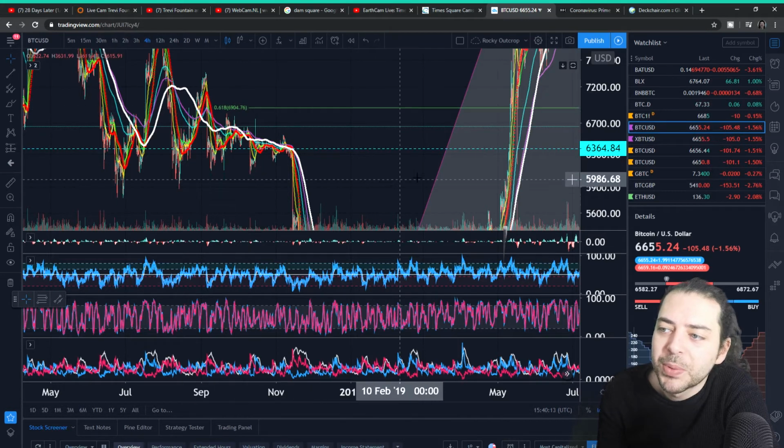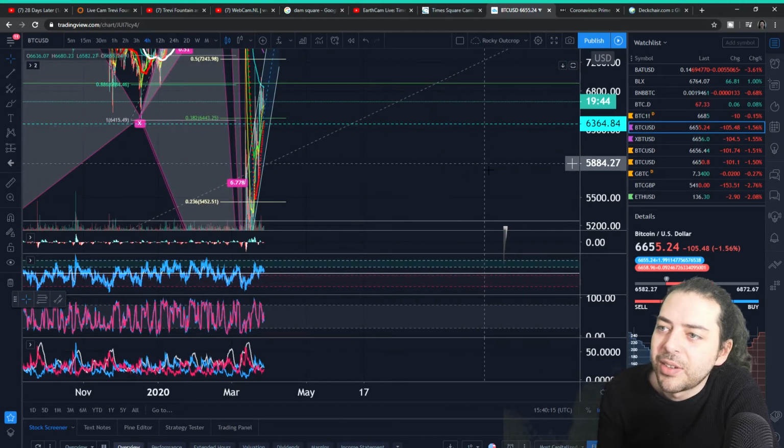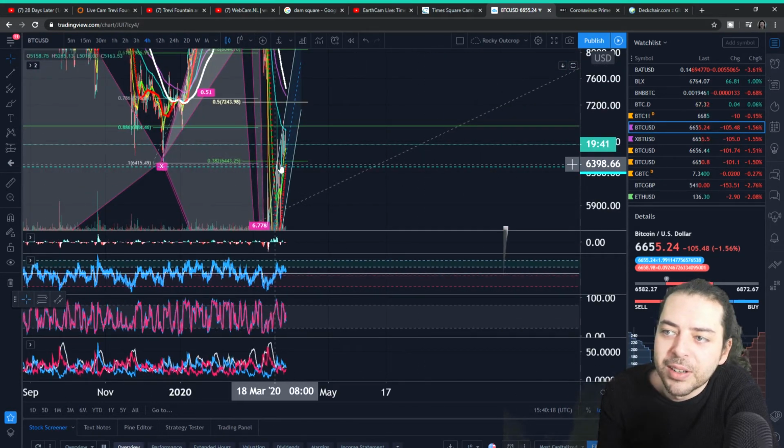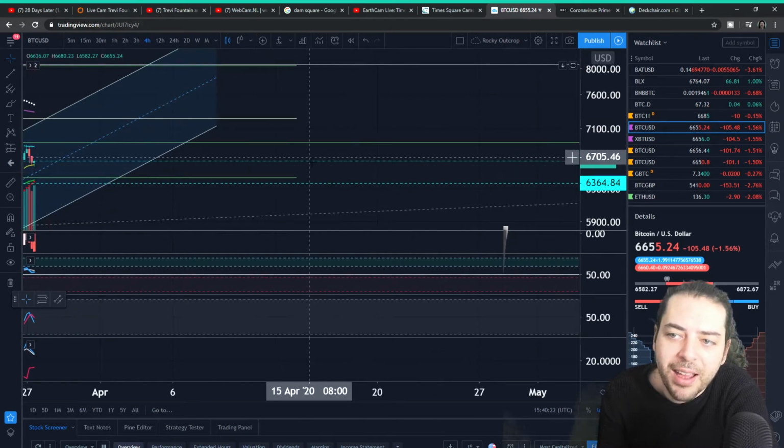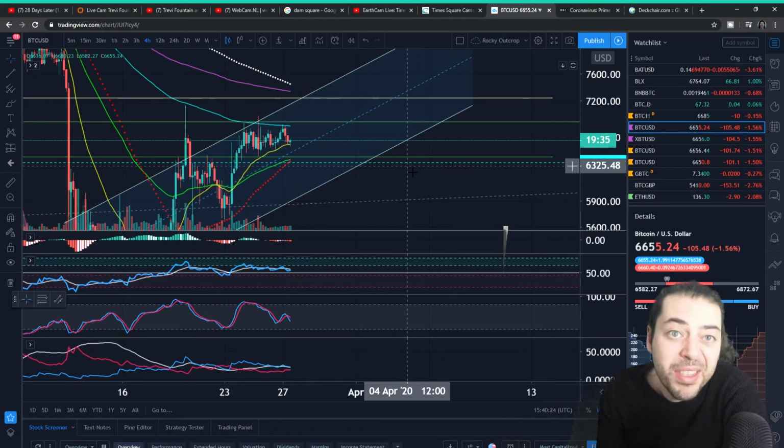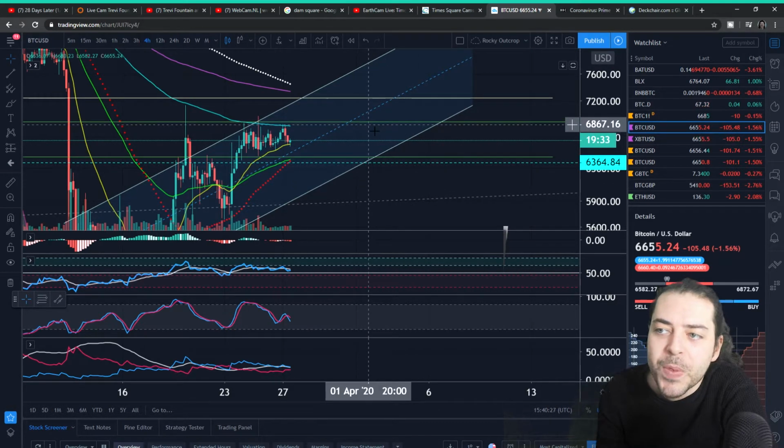But anyway, we're between the 618 there and the 382 here of the smaller Fibonacci levels. I appreciate that it's difficult to see as I scroll around and all the rest of it, but that's where we are. That's what's going on.